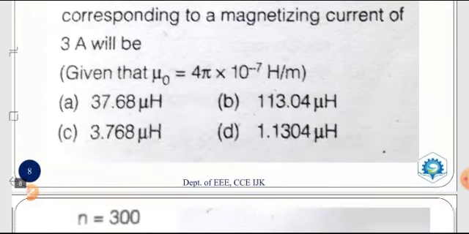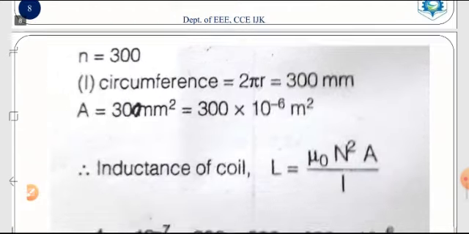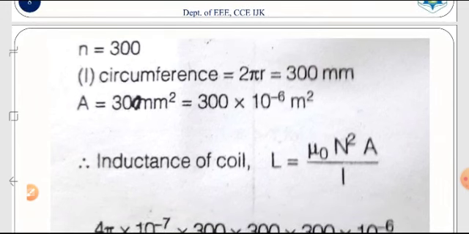The value of mu 0 is directly given in that question: 4 pi into 10 raised to minus 7 Henry per meter. Now we will have to find out the answer. So we have number of turns n is equal to 300, given. Circumference is given, which means the 2 pi r, the perimeter is given, that is 300 mm, and area of cross section is given as 300 mm square. Therefore we will take it as 300 into 10 raised to minus 6 meter square.